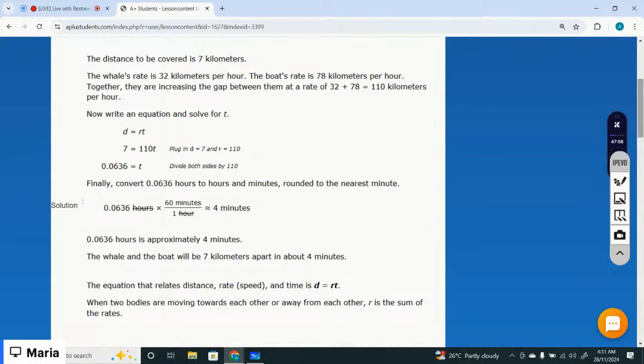When two bodies are moving towards each other or away from each other, R is the sum of the rates.